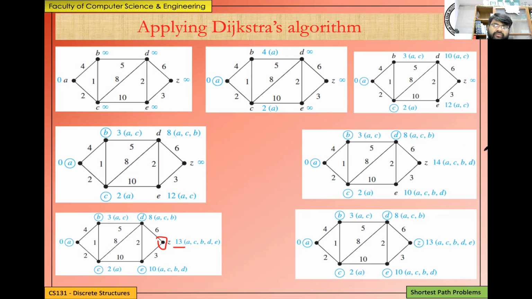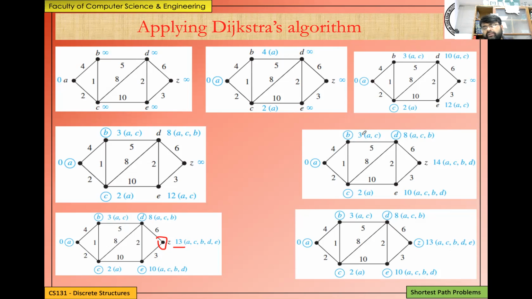For example, once we get for Z, why don't we stop here? The reason is that the algorithm only guarantees that whenever a particular node is being taken out, only at that time will we be sure that it is the shortest distance possible from the starting node to this point, only at that time.